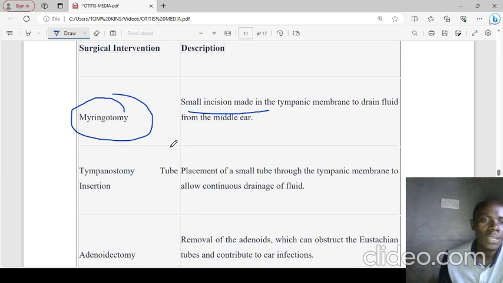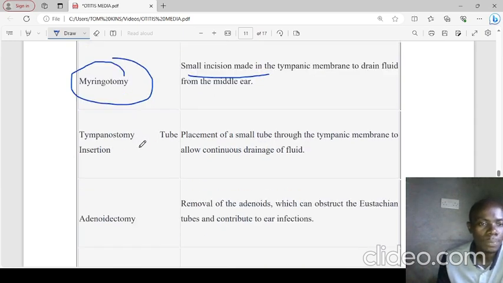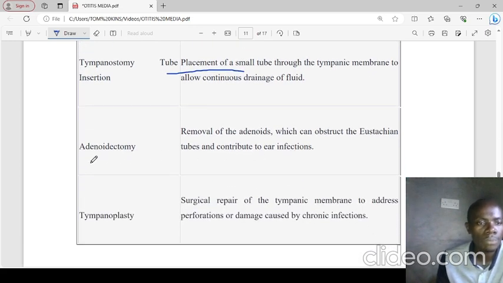Number two, we have tympanostomy tube placement, where a small tube is inserted through the tympanic membrane to allow continuous drainage of the fluid. We also have adenoidectomy, where we have removal of the adenoids, which can obstruct the Eustachian tube and contribute to the ear infection.